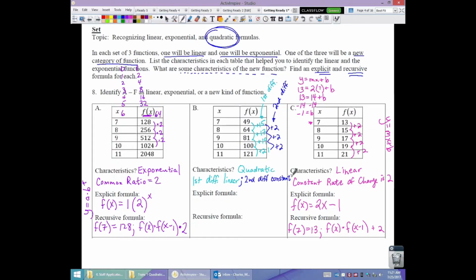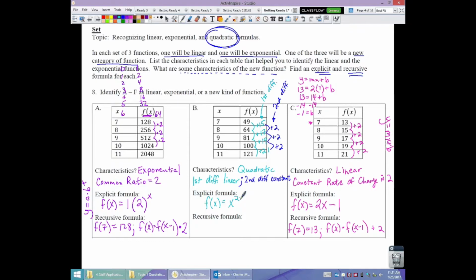An explicit formula, we're usually going to do that using the calculator. There's a feature called quadratic that will take care of that. This one happens to be simple enough. If we look at how 7 turns into 49, and 8 turns into 64, and 9 into 81, this one is simply f of x equals the x value squared.